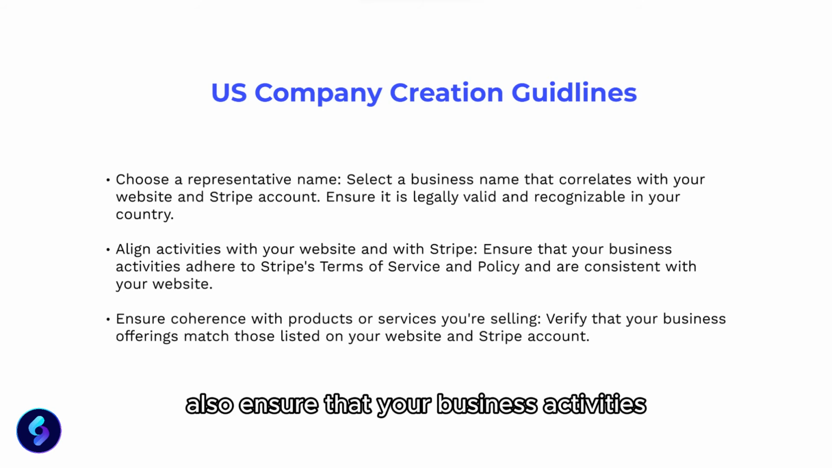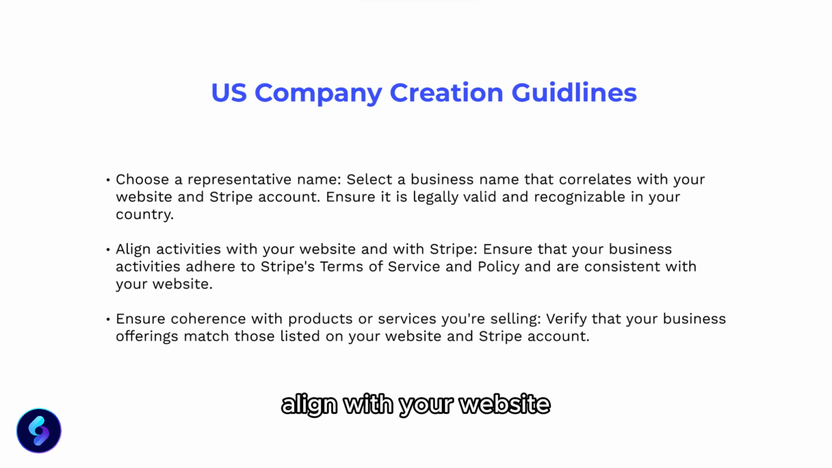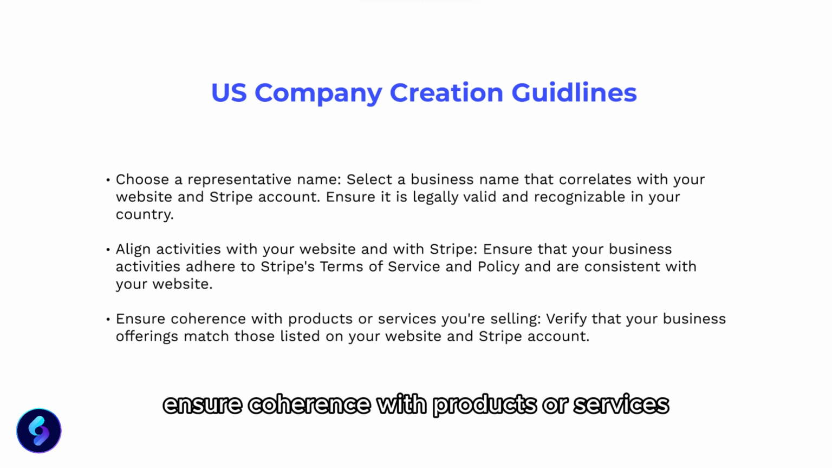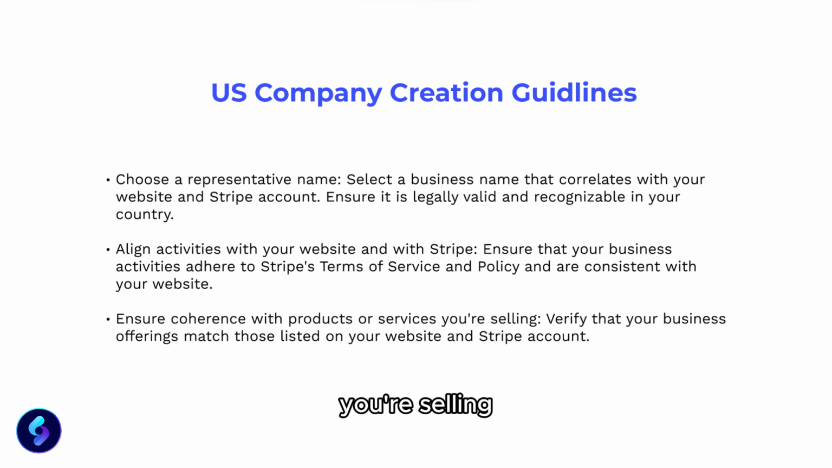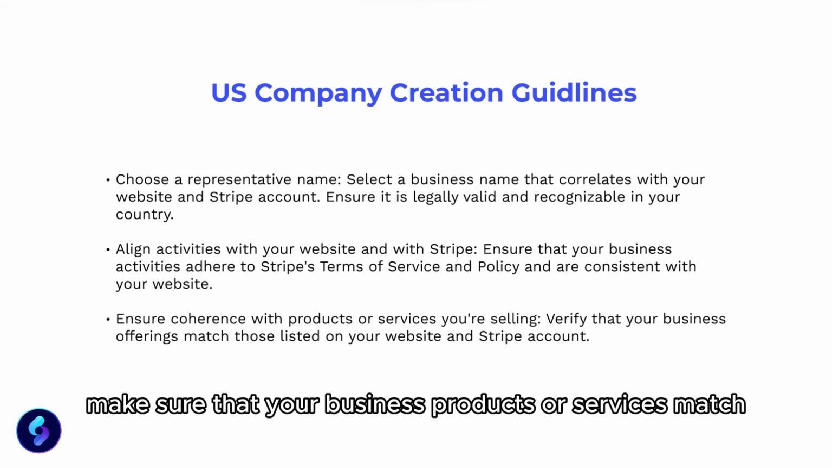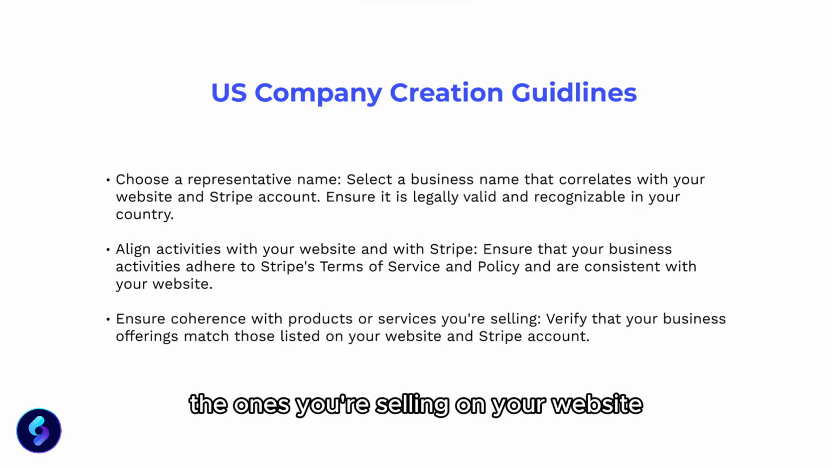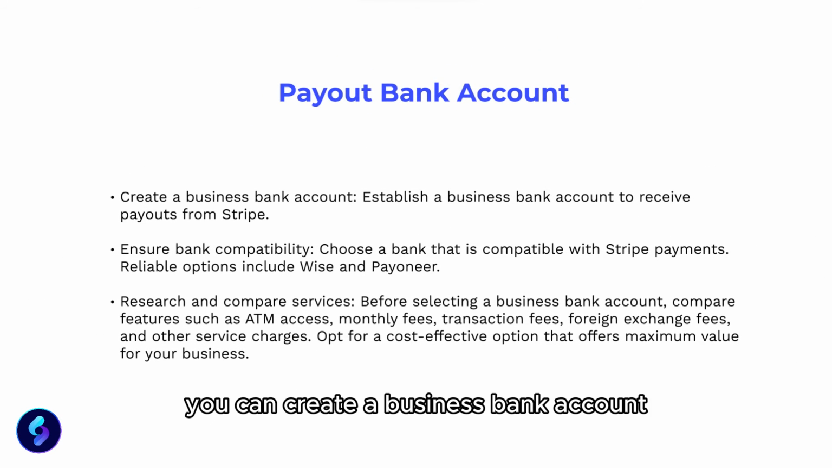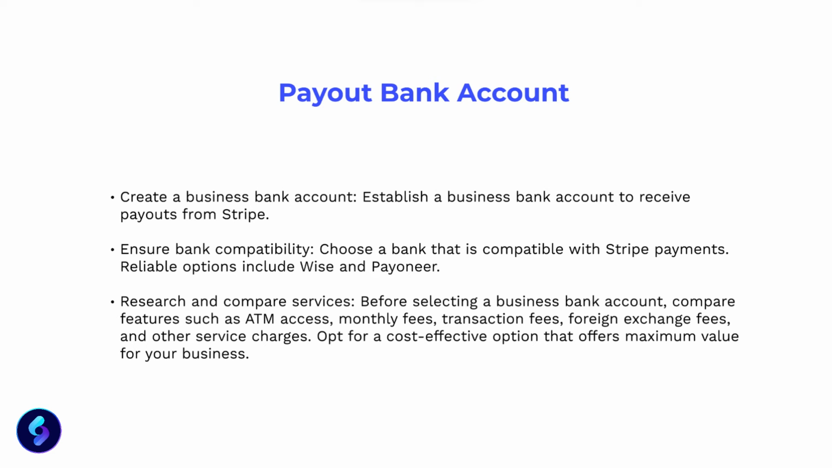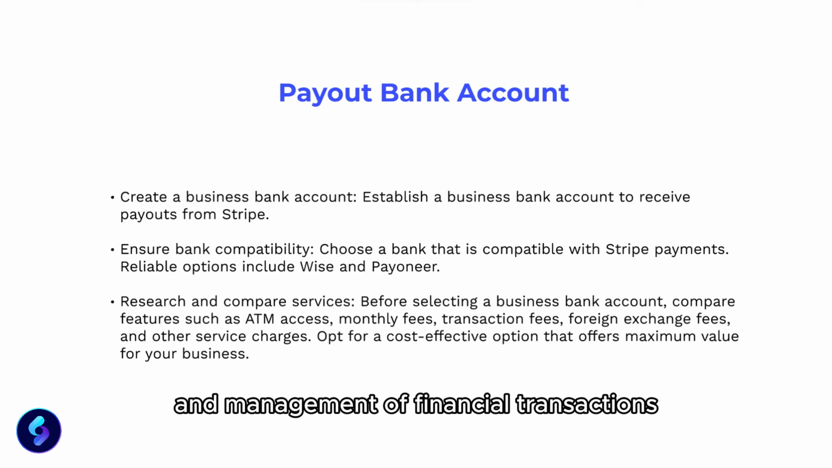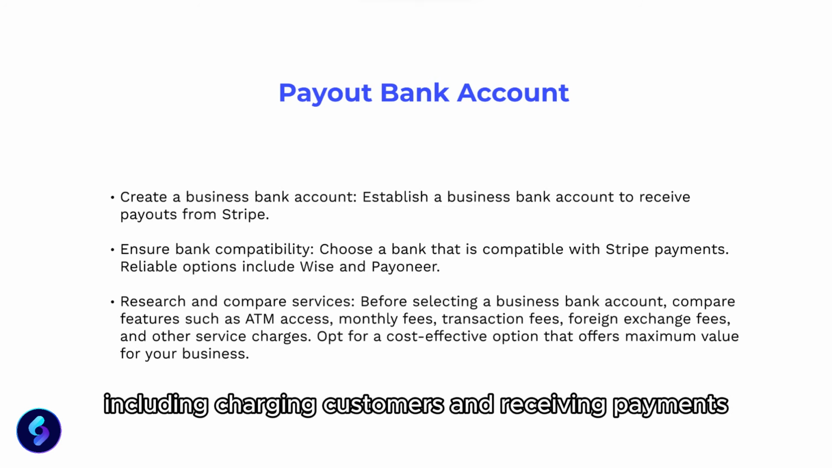Also, ensure that your business activities align with your website. Ensure coherence with products or services you're selling. Make sure that your business products or services match the ones you're selling on your website and Stripe account. Once you have registered your company, you can create a business bank account to receive payouts from Stripe. Having a business bank account allows for easy bookkeeping and management of financial transactions, including charging customers and receiving payments.